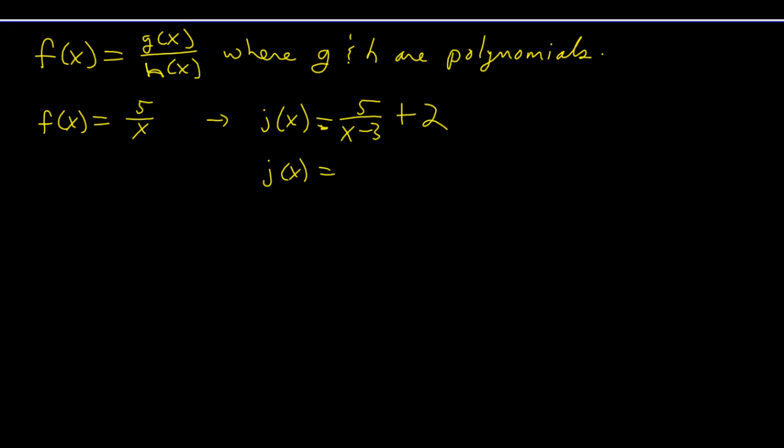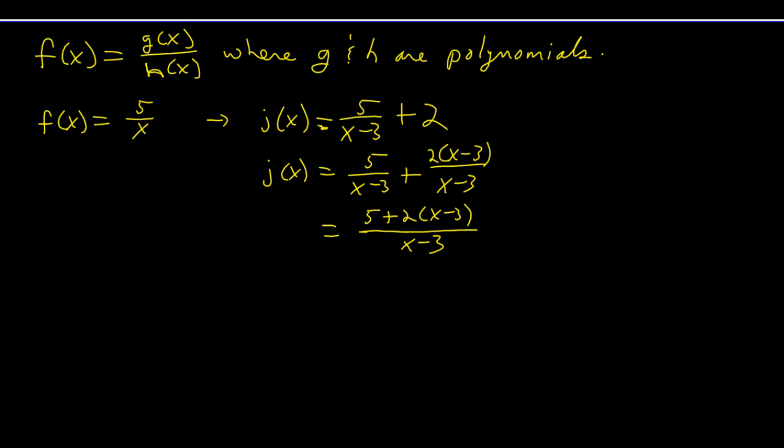What we do is we add these together: 5 over x minus 3 plus, I need a common denominator of x minus 3, so that's going to be 2 times x minus 3. Then I'll combine those into one fraction, 5 plus 2 times x minus 3 over x minus 3. I get 5 plus 2x minus 6 over x minus 3, which simplifies down to 2x minus 1 over x minus 3.